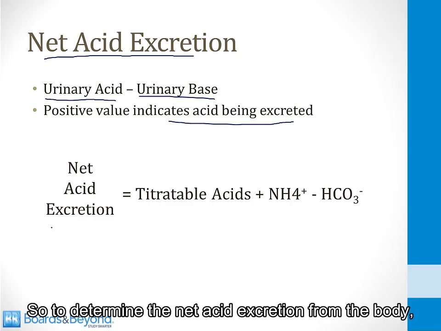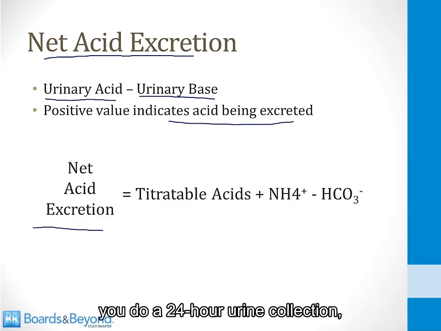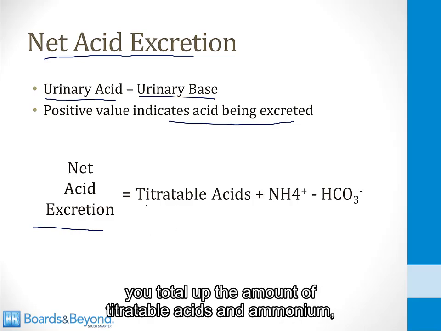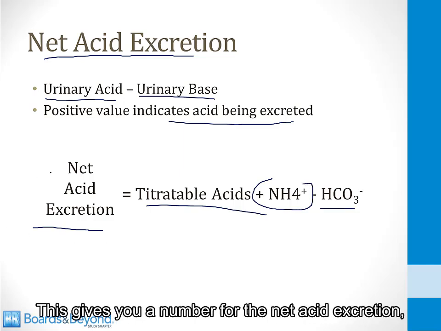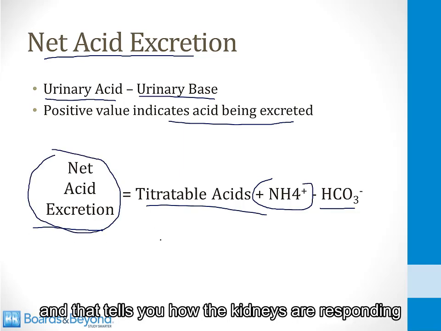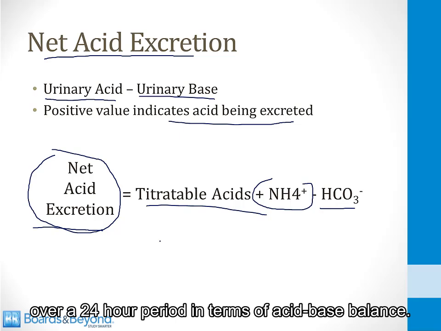So to determine the net acid excretion from the body, you do a 24-hour urine collection, you total up the amount of titratable acids and ammonium, and you subtract the amount of bicarb. This gives you a number for the net acid excretion, and that tells you how the kidneys are responding over a 24-hour period in terms of acid-base balance.